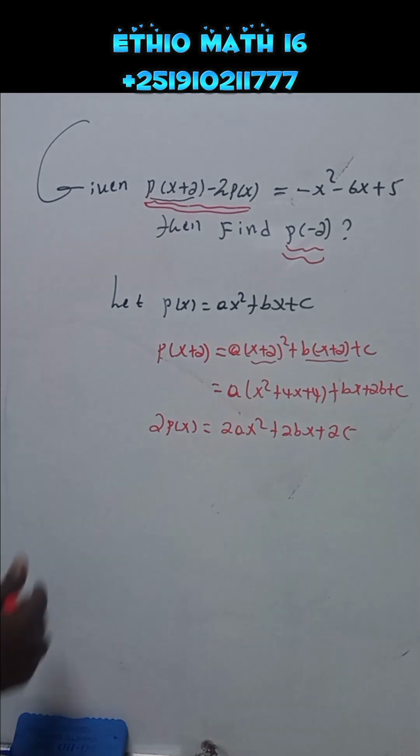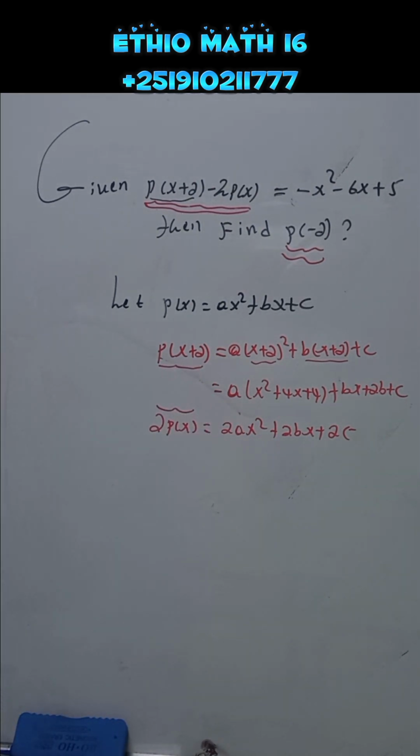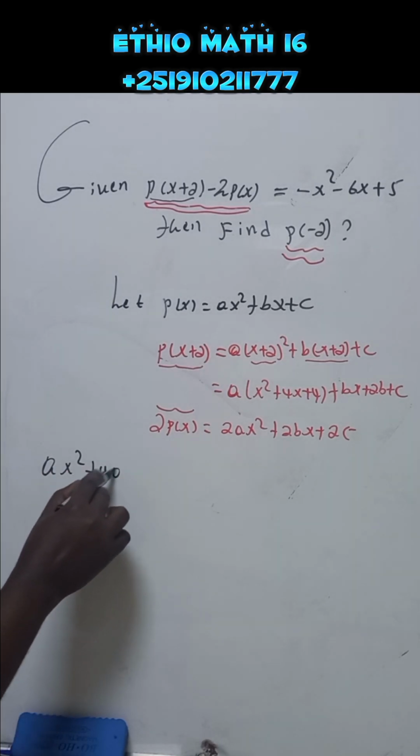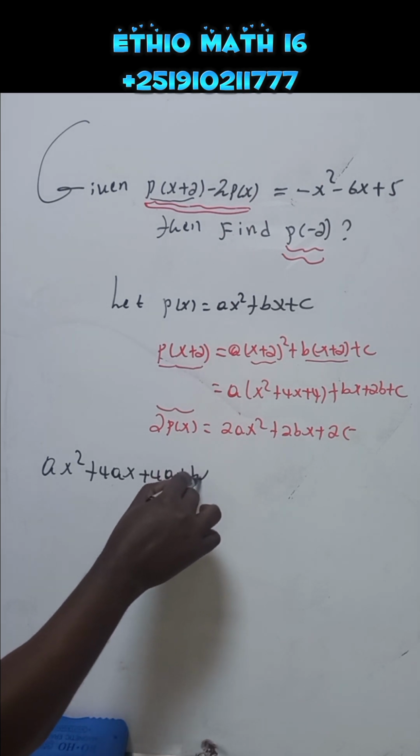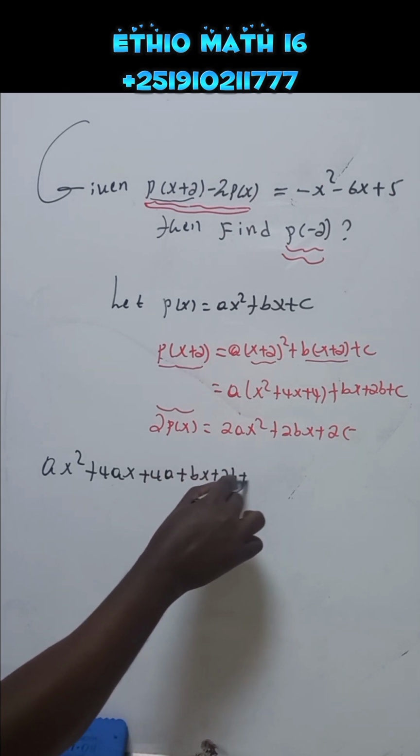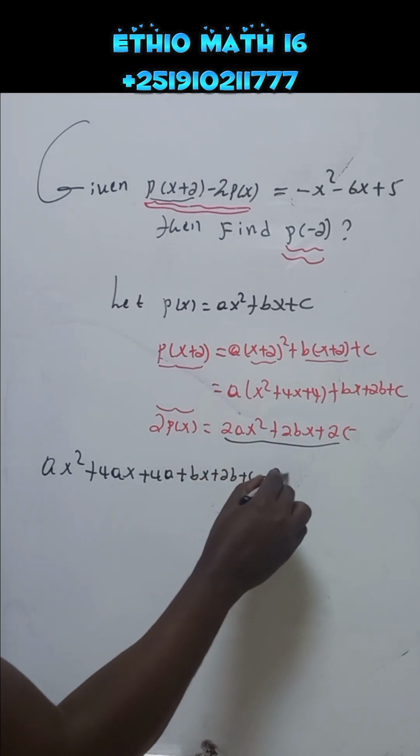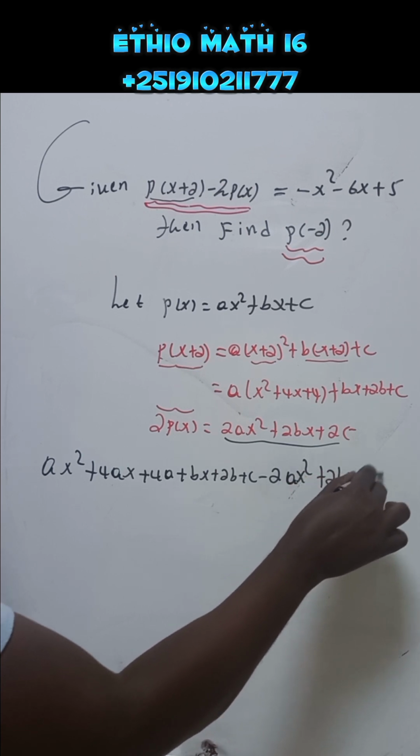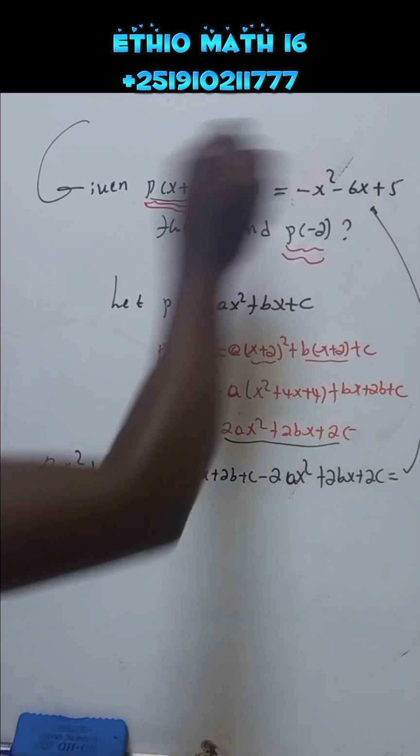The difference of these two polynomials is given as this one. So this is ax squared plus 4ax plus 4a plus bx plus 2b plus c, minus this one. The difference, 2ax squared plus 2bx plus 2c, is equal to this one.